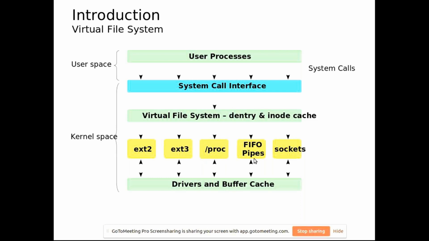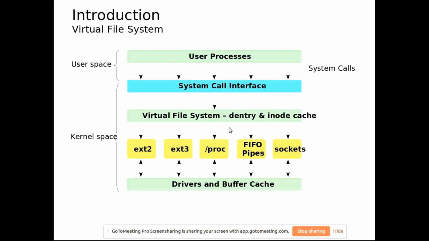On top of the virtual file system, we have the system call interface. This is a very important interface. Actually, it is an interface between the user processes and the kernel. So if we want to access some kernel functionality, we can use this system call interface in our C program to access data from the kernel layer.